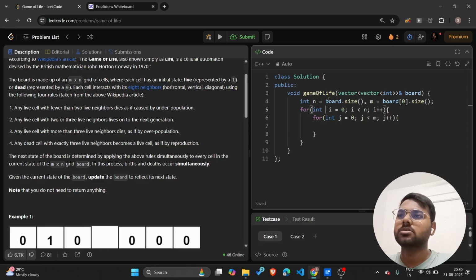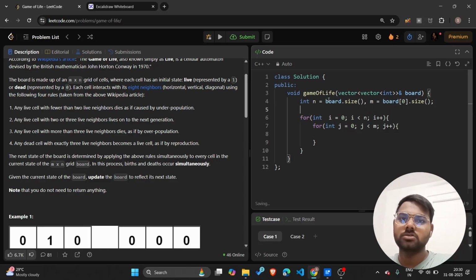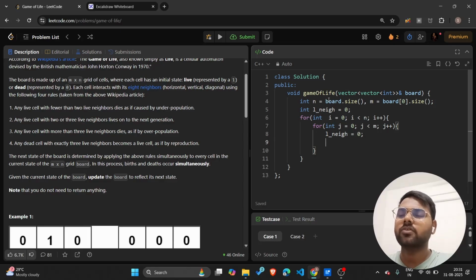Okay. So we are going to create... Now we need to count the neighbors also. What is the count of living neighbors? Neighbors. Okay. So the living neighbors are initially zero. For each cell, we are going to set the living neighbors to zero. Now we need to traverse its neighbors for that cell.